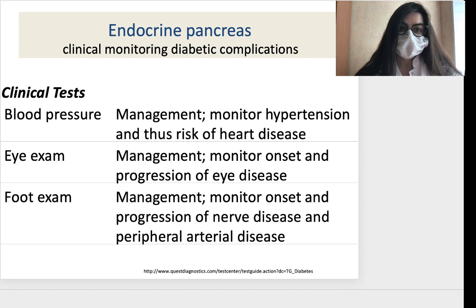In clinical tests, besides blood tests, we should check blood pressure, with management of hypertension and monitoring of blood pressure levels, because hypertension is a risk of heart disease. Eye examination is obligatory, for management and monitoring of onset and progression of eye disease. And there is foot examination, with management of possible foot problems like diabetic foot and monitoring onset and progression of nerve disease and peripheral artery disease.